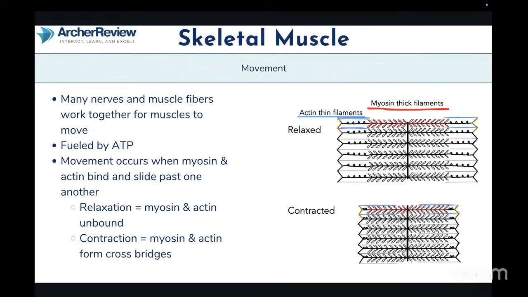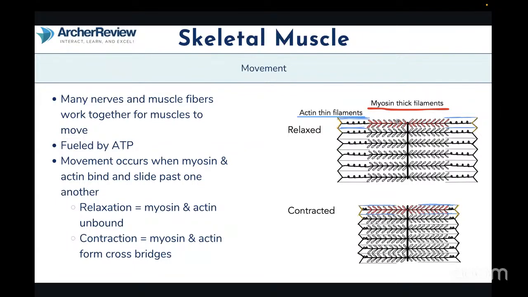But the movement specifically occurs when myosin and actin bind together and they slide past one another. Okay, so in our visual here on the right, the top visual is when your muscles are relaxed. See here how actin in blue is on the outer portion of the myosin filaments, which are in the middle.